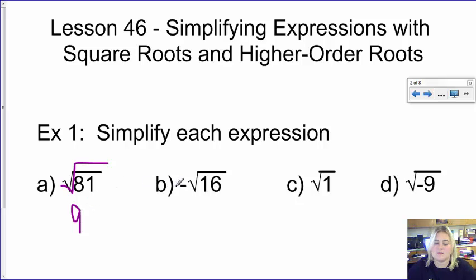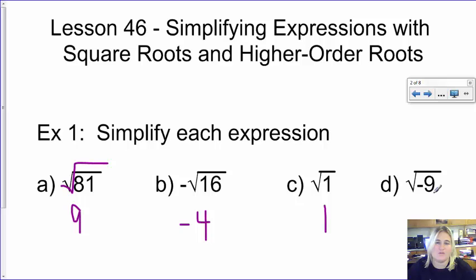On B, they say negative square root of 16. That means my answer is going to be negative, and then the square root of 16 is what times itself gives me 16, and that would be 4, because 4 times 4 equals 16. On C, the square root of 1, 1 times 1 gives me 1, so 1 is the square root of 1. D is the tricky one.